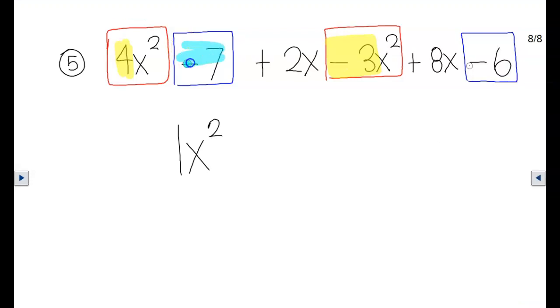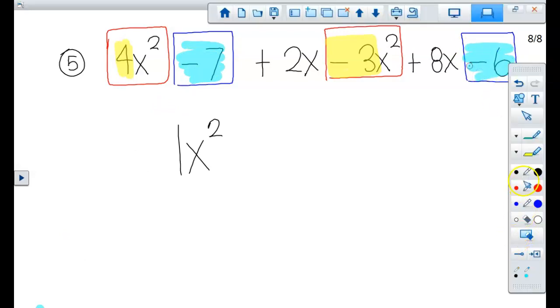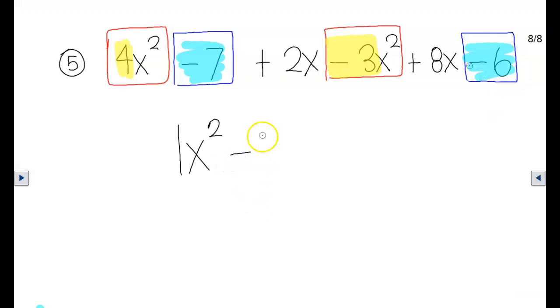We're going to work with the number parts. So we're going to work with negative 7 minus 6. Negative 7 minus 6. That is a negative 13. So because it's negative, I'll put minus and then put my 13.